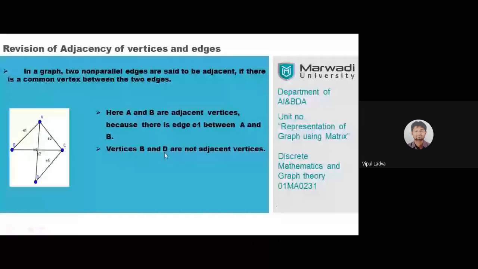But B and D are not adjacent. देखिए B और D के बीच में कोई edge नहीं है, तो I cannot say vertex B and vertex D are adjacent. ये सारी बातें हमको पता है, इसलिए मैंने लिखा हुआ है ऊपर revision. All this stuff we had discussed in the previous unit, that means unit number 4.